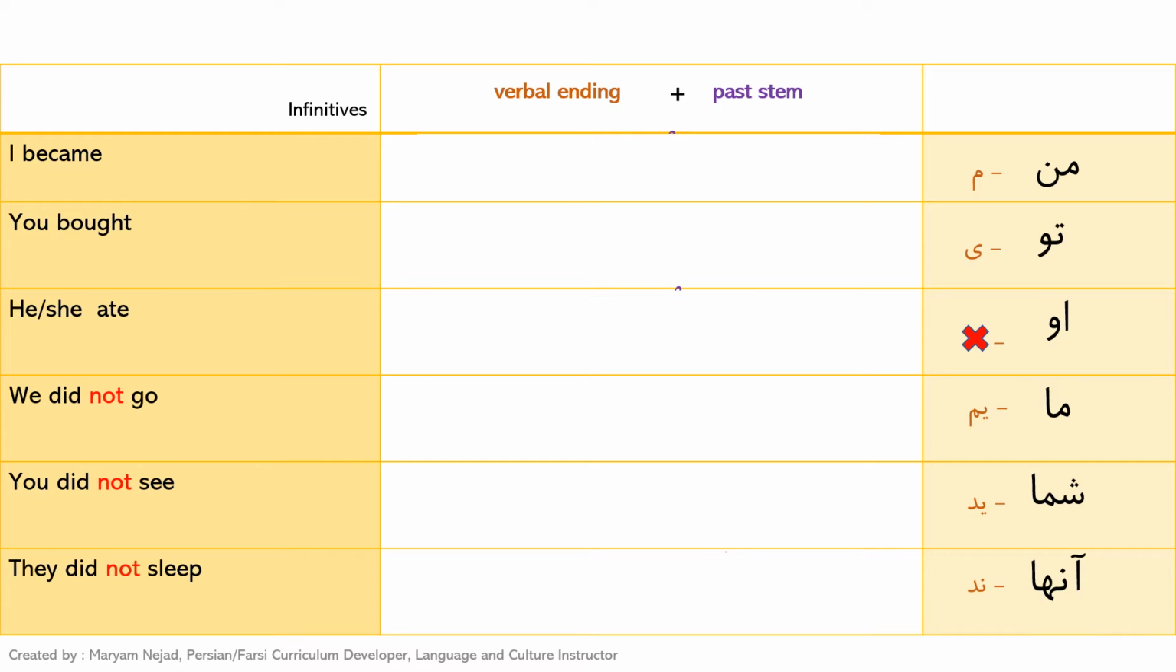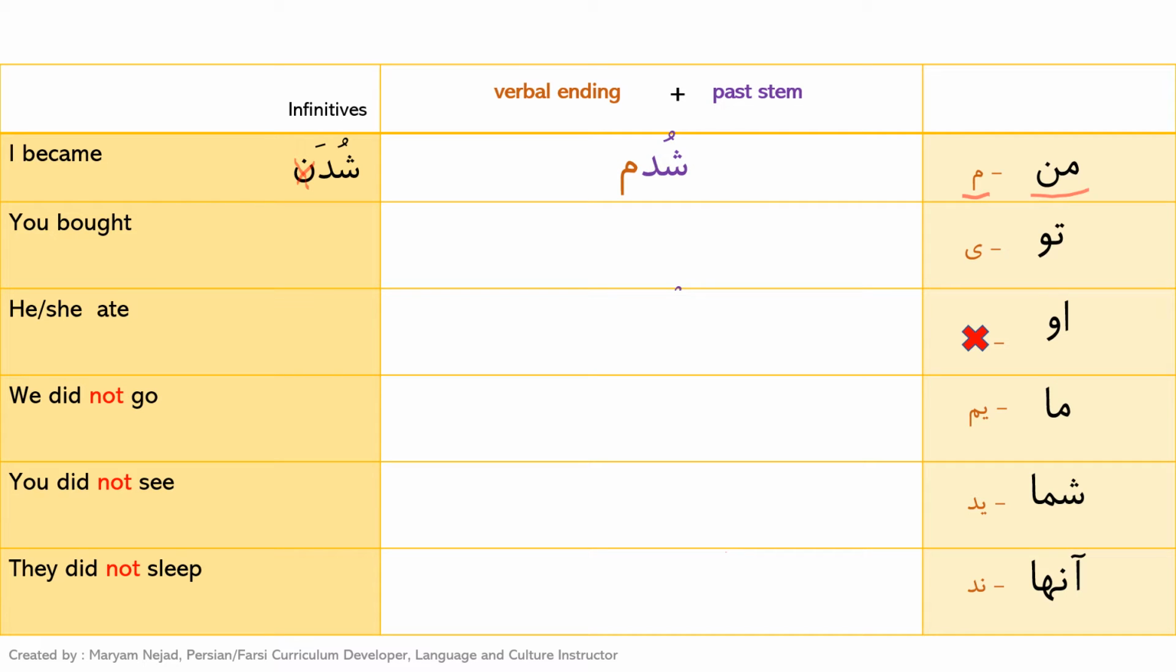Now let's get a little bit more practice with other verbs. So here on the left side, we have some phrases that we want to say. This phrase is in Farsi, and then on the right side, you can find the subject and also the verbal ending that goes with the subject. So in case you haven't memorized them, you can find them here. All right, so now the first one, we want to say I became. So we need the infinitive of to become in Farsi, which is شدن. And then we need to remove the letter nun from it and then add the ending to it. So when the subject is من, شدم.